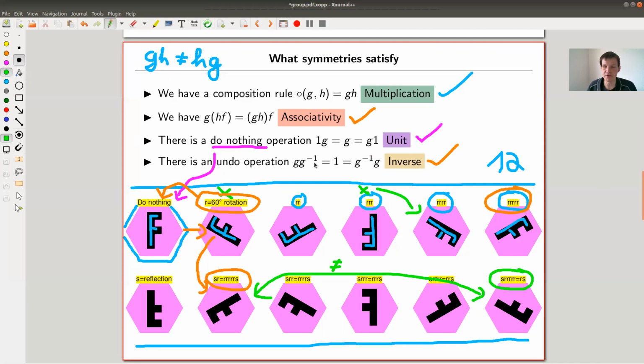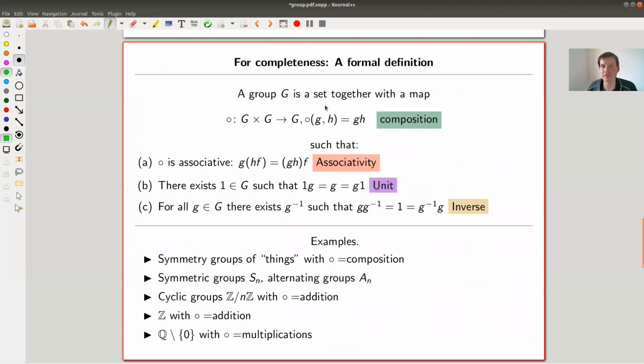But anyway, what we have just derived by looking at the symmetries of the regular hexagon is that if we want to formalize symmetries, then we would like to have a multiplication that satisfies associativity, unitality, and that every element is invertible. And that's exactly what you do. A group is a set together with an operation satisfying associativity, unit, and invertibility.